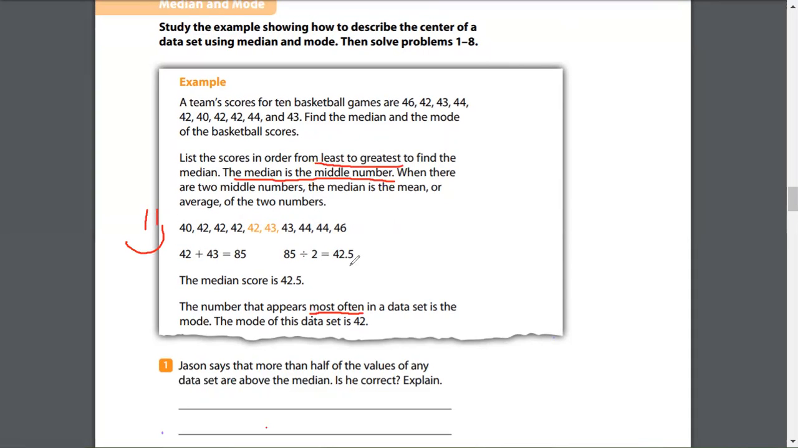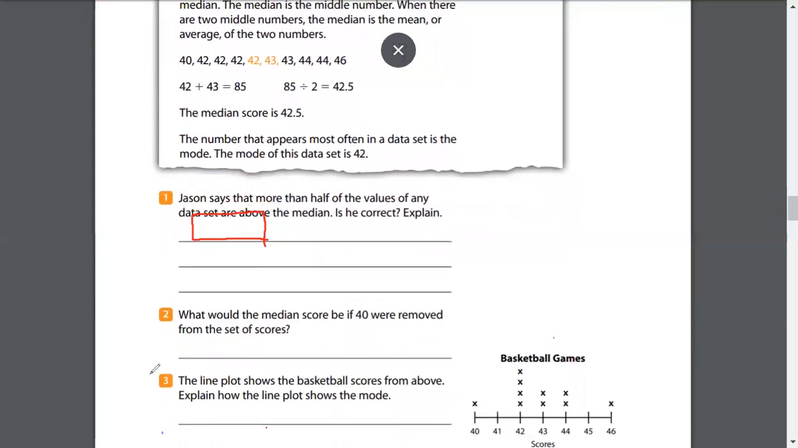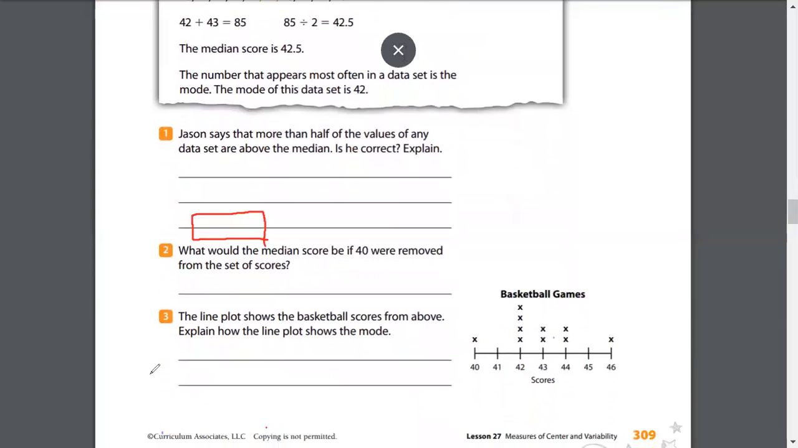Now, the number that appears most often in a data set is the mode. The mode of this data set is 42 because we have 4 numbers that are 42 in this data set. You want to circle that for them, Ms. Petty, so they can see? The 4 42s, in a little box. Yeah. And then we're going to go down a little bit so we can still see the data set.